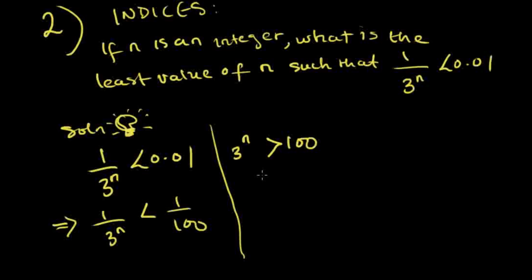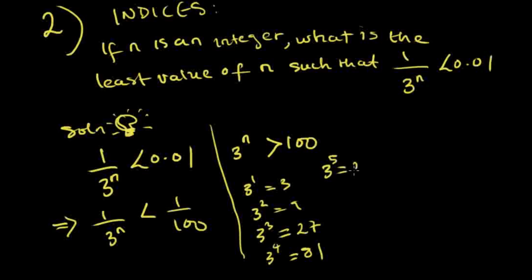So now I can interpret the question as asking me to find the least value of n such that 3 raised to the power of n is strictly greater than 100. So you can now interpolate for different values of n. So 3 raised to the power of 1 is 3, 3 raised to the power of 2 is 9, 3 raised to the power of 3 is 27, 3 raised to the power of 4 is 81, 3 raised to the power of 5 is 243, and 3 raised to the power of 6 is 729.